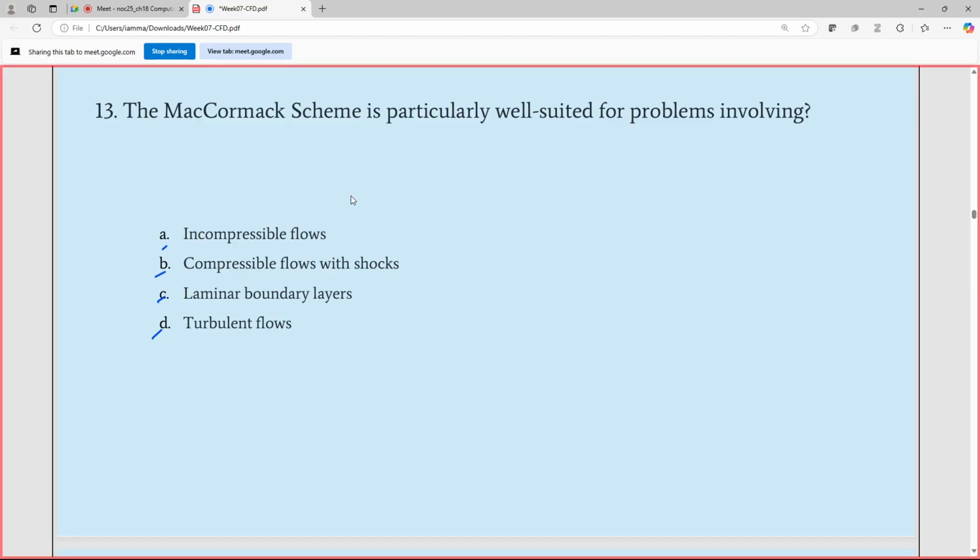We have already discussed that McCormack scheme is used to solve hyperbolic equations. So in that context, if you are comparing the options, then it will be simple to answer the question. Try to answer the question. The McCormack scheme is particularly well suited for problems involving option A, incompressible flow, option B, compressible flows with shocks, option C, laminar boundary layers, option D, turbulent flows.